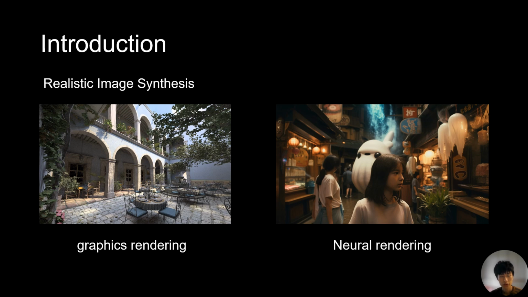In recent years, two typical solutions used for realistic image synthesis are graphics rendering and neural rendering. Graphics rendering is a process of transforming 3D assets into realistic images, while neural rendering introduces machine learning methods into the traditional rendering pipeline to generate astonishing results with good quality.